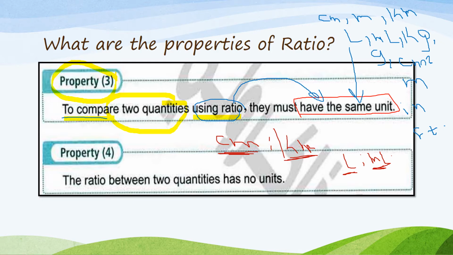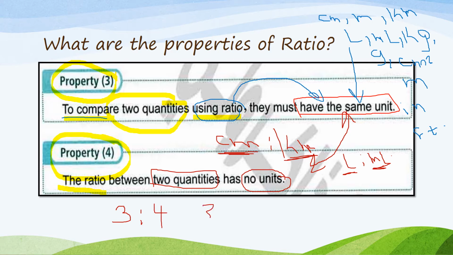I can't compare a centimeter to a kilometer, and I can't compare maybe a liter to a milliliter. They need both to be liters or milliliters, or both to be centimeters or kilometers. So I can't compare two quantities using ratio if they don't have the same unit. I have to compare the two quantities using ratio only if they have the same unit. So this is property number 3.